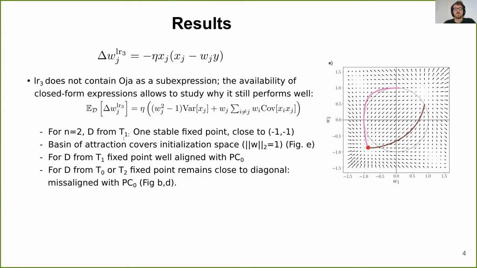We calculate the expected weight updates, and we can see it in the formula. In the case of a two-dimensional system with 2 inputs, the system has one stable fixed point, which is close to -1, -1, as you can see in figure E. The basin of attraction covers the whole initialization space, and thus the fixed point is well aligned with data sampled from task family 1. However, it is also the case that the fixed point remains close to the diagonal for data from other task families, where it is not necessarily well aligned with the first principal component.